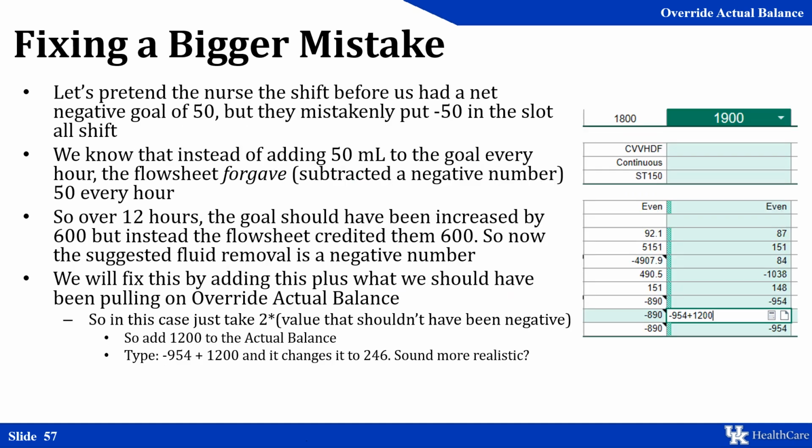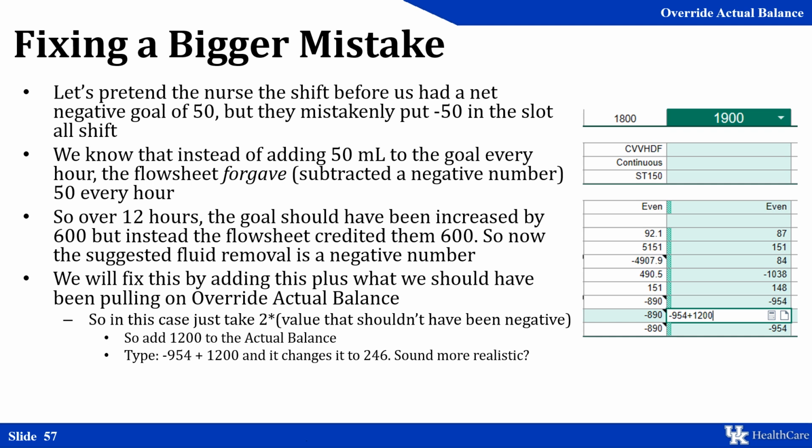Let's look at fixing a bigger mistake with override actual balance. Perhaps I was absent-minded, and in my previous shift, I put my goal as -50 all shift. When the nurse coming on after me comes on, they're going to see a very negative suggestion because we told Epic that instead of making our patient net -50 an hour, we wanted to give them 50 an hour, which is obviously ridiculous. What we'll do at 7 o'clock is we will fix everything that happened during those 12-hour shifts by taking 50, which is what we wanted to pull, times 12 hours, which is the number of time columns I messed up, and that'll get us back to even, but we wanted to pull net -50, so then we have to do that a second time.